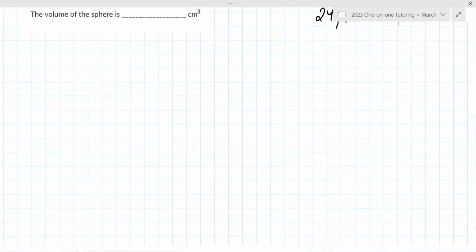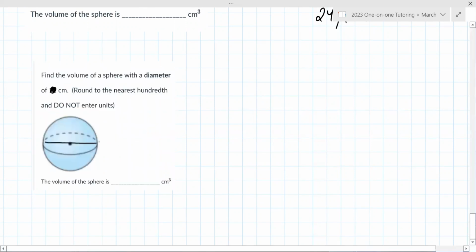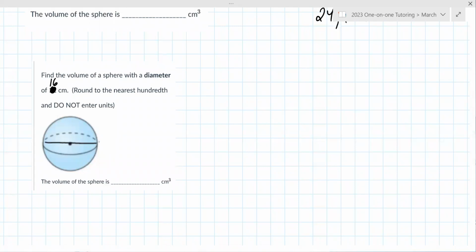Let's look at another problem here. And this time I will make up a new diameter for this. So let's say 16 centimeters is the diameter. And again, just be very careful with how you enter this into the calculator. One tip would be to do it twice and make sure you get the same result each time. And then do a second time.